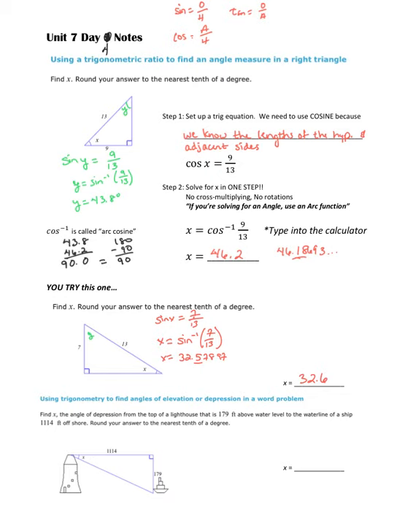I still know two sides of my triangle. I know the adjacent and I know the hypotenuse. So this time I want to find cosine of Y. It's still 7 over 13. Y is arc cosine 7 over 13. Plugging it into the calculator, arc cosine 7 divided by 13 is 52.4.